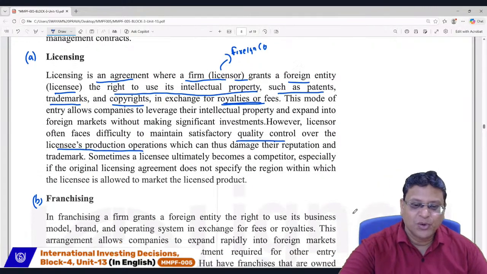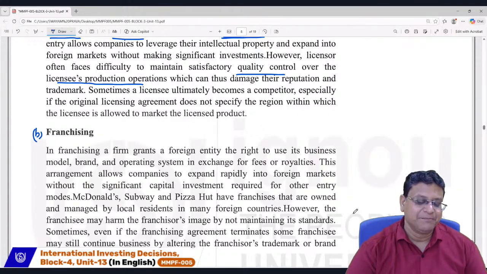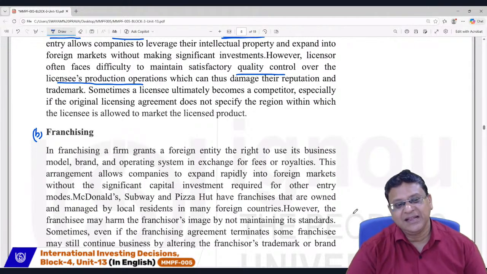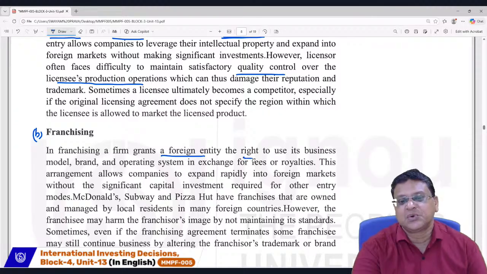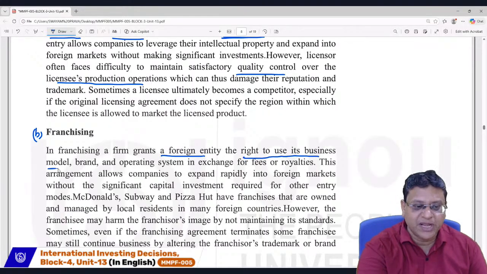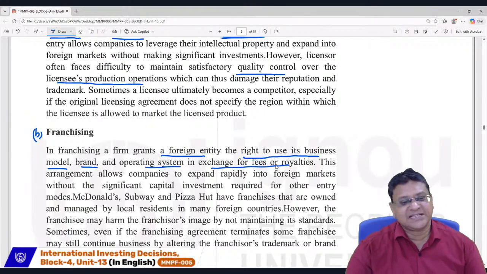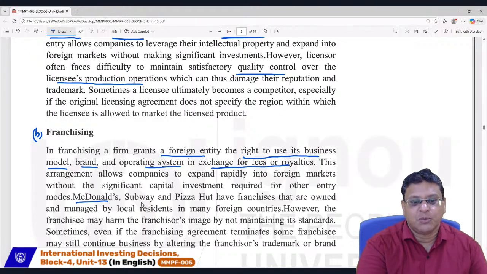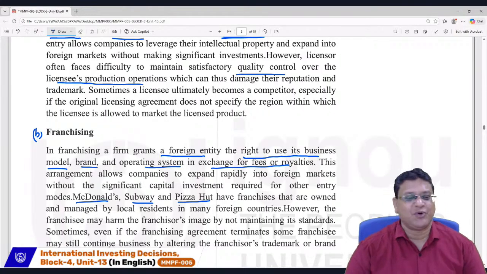Franchising is a case where the firm sells in the name of the particular exporter. In licensing, the person sells in his own name, but in franchising, it sells in the name of the exporting firm. The franchising firm grants a foreign entity the right to use its business model, brand, operating system in exchange of fees and royalty. Example, McDonald's, Subway, Pizza Hut, they enter in Indian market through franchising model.